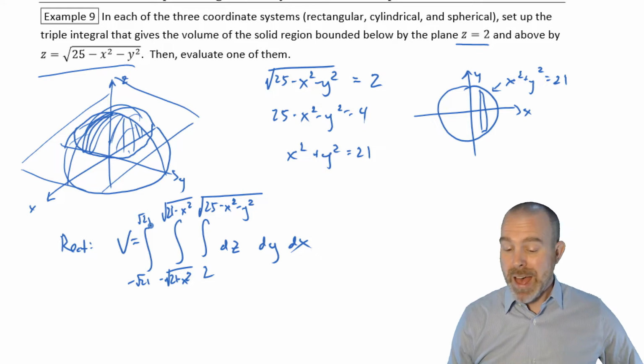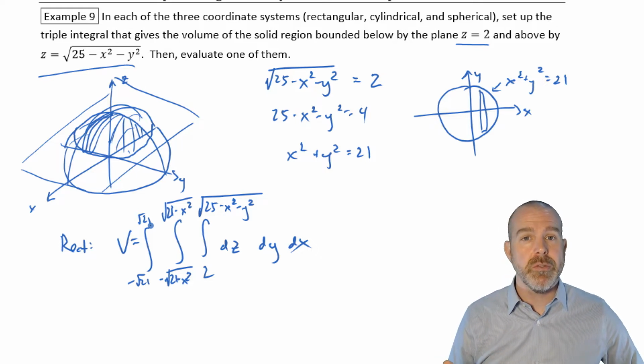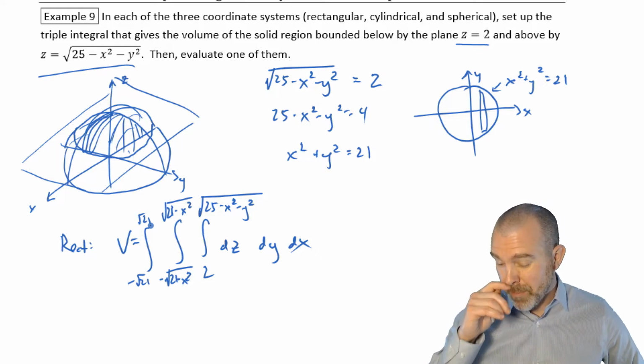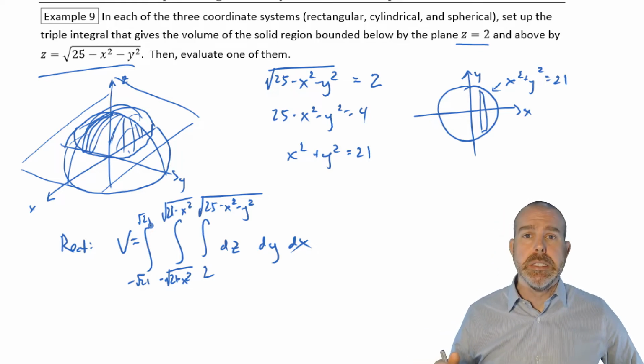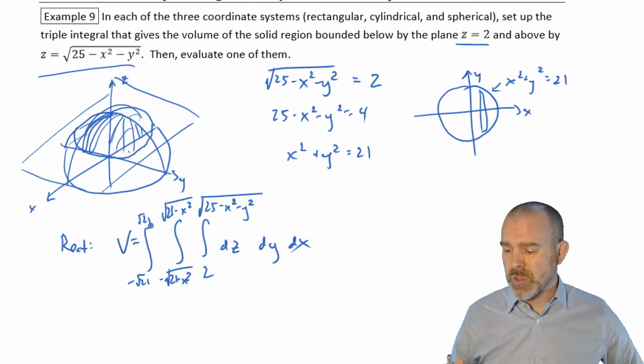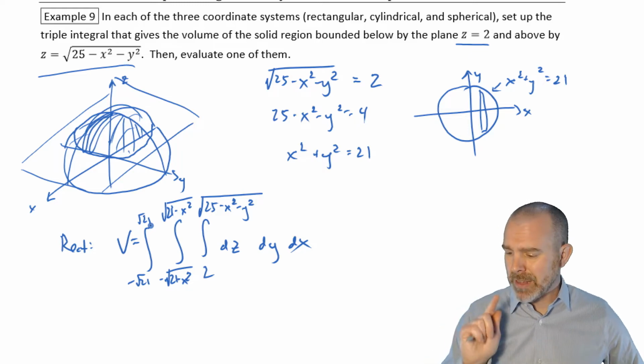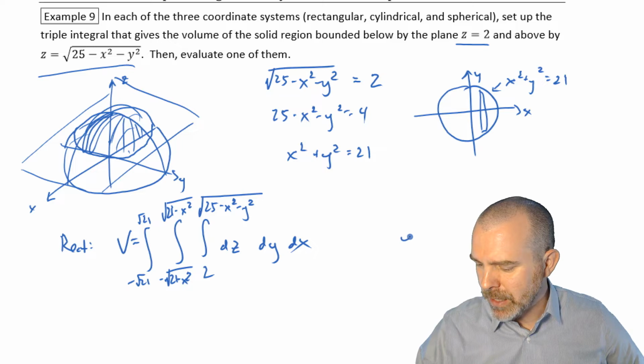Okay, so some crazy bounds. The integrand itself looks pretty simple to integrate the first step, but then you're going to have square roots, integrating square root of 25 minus x squared minus y squared. I will pass on that one. Let's try cylindrical.